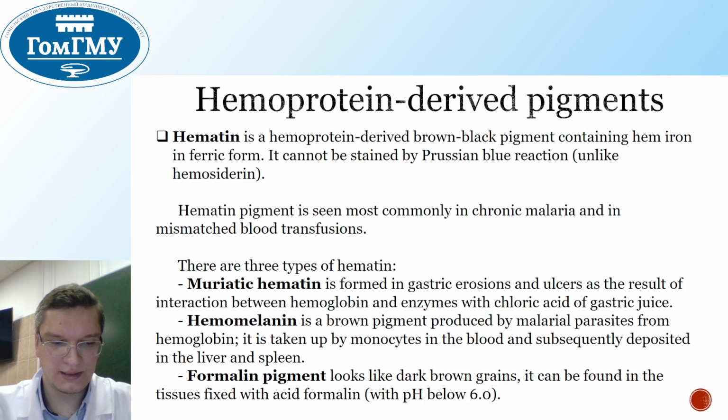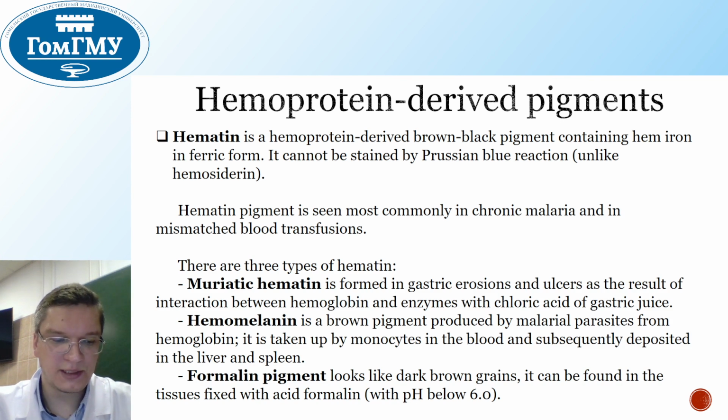Hematin, the hemoprotein-derived brown-black pigment containing heme iron in ferric form. It differs from hemosiderin because it cannot be stained by the Prussian blue reaction. Hematin pigment is seen most commonly in chronic malaria, as well as in mismatched blood transfusions.